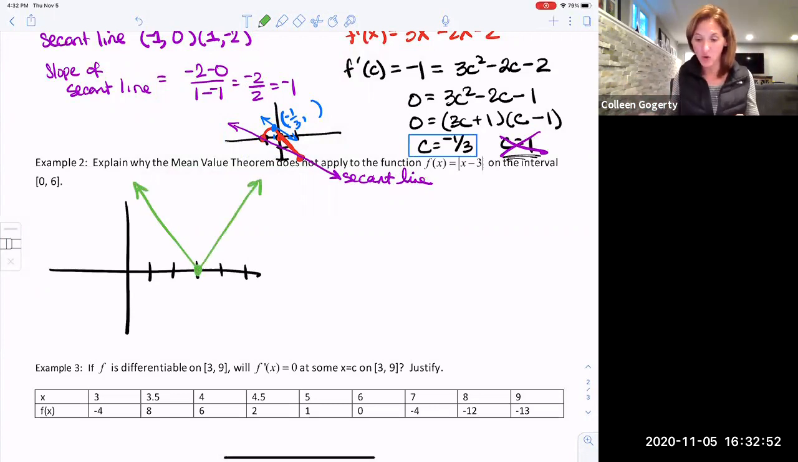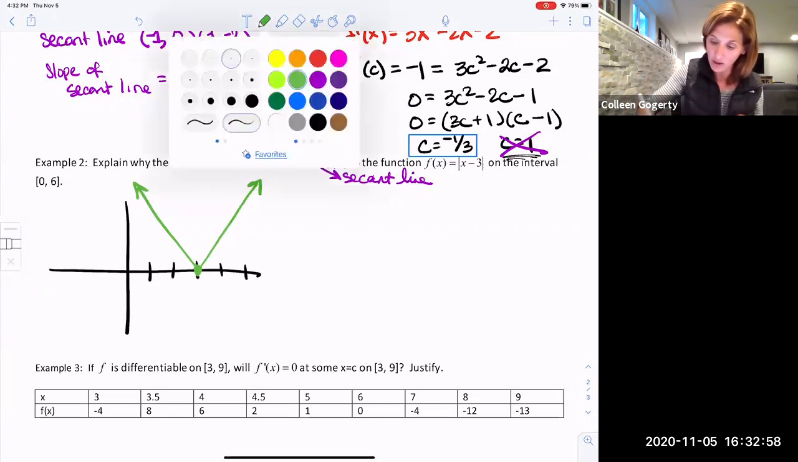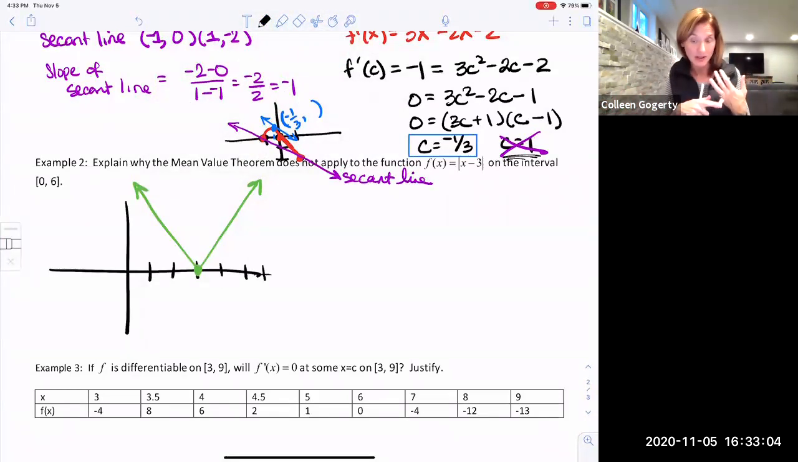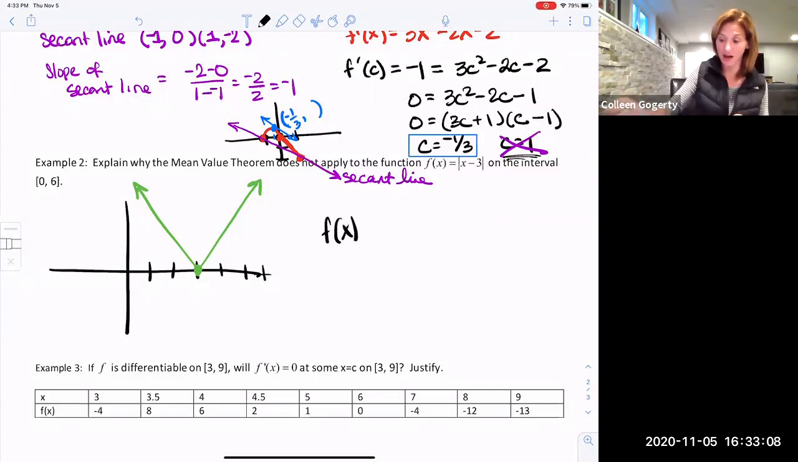So why does it not apply on the interval of 0 to 6? Well, in order for mean value theorem to apply, certain conditions need to be met. So the first one is f of x continuous on the interval? So f of x is continuous.